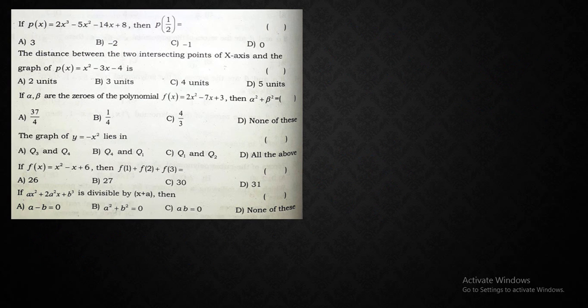Next, moving on to one more question. He is asking p of 1 by 2. So p of 1 by 2 means directly substituting 1 by 2 in the place of x. So 2 times 1 by 2 whole cube minus 5 times 1 by 2 whole square minus 14 times 1 by 2 plus 8. On simplification, 1 by 2 whole cube is 1 by 8, so 2 into 1 by 8 is 1 by 4. Then minus 5 by 4, and this is minus 7 plus 8. So 1 minus 5 is minus 4 by 4, which is minus 1. 8 minus 7 is plus 1. So this is equal to 0.